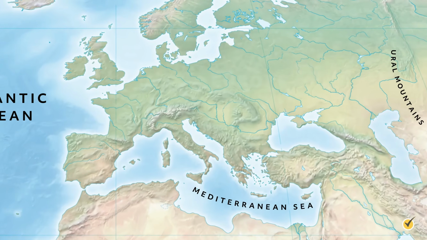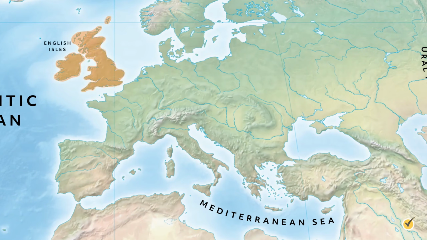Notable physical features include the English Isles to the northwest and the Swiss Alps in the southwest, as well as over 50 rivers that cross the region. Most prominent of these are the Rhine, Elbe, Oder, Danube, and Dnieper rivers. Many areas of Western Europe have a moderate climate, while areas of the south predominantly feature a warm, dry Mediterranean climate.